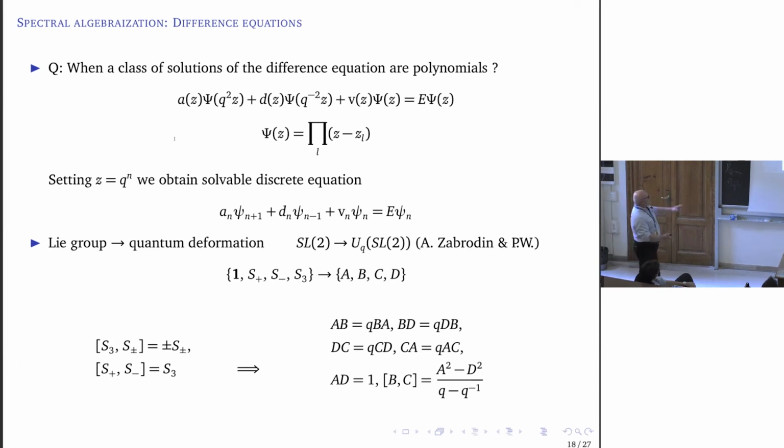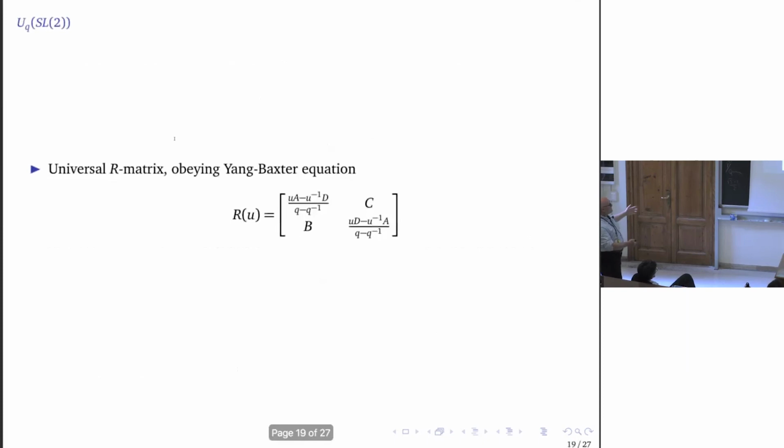The answer is that instead of SL2, consider a quantum group, a deformation of SL2 by the parameter q, by this shift. What that means is that instead of the operators s plus, s minus, s3, we consider different operators, which are deformed by q. We call them A, B, C, D. Instead of a free algebra, there is a set of relations for those deformations. Those are sometimes called a quantum group or universal deformation of SL2, with many different names. The reason is that this A, B, C, D form an R matrix, a universal R matrix, which obeys the Baxter equation.